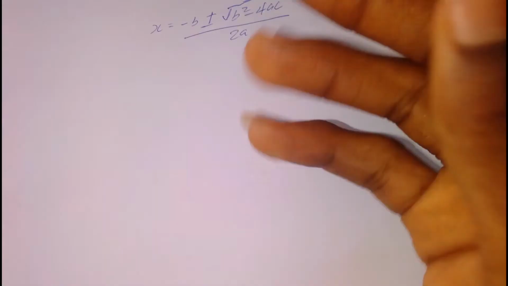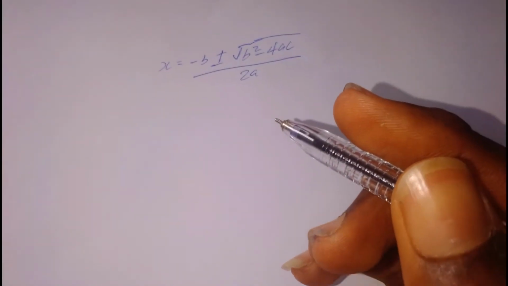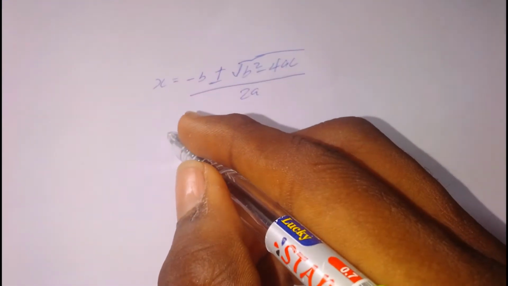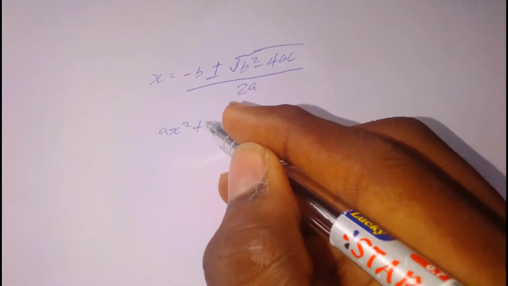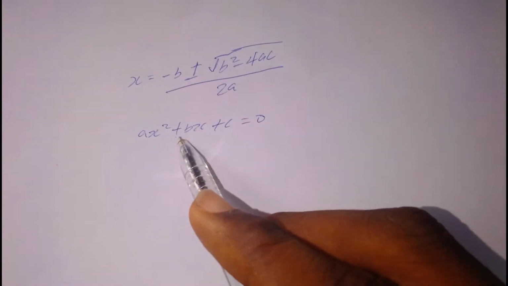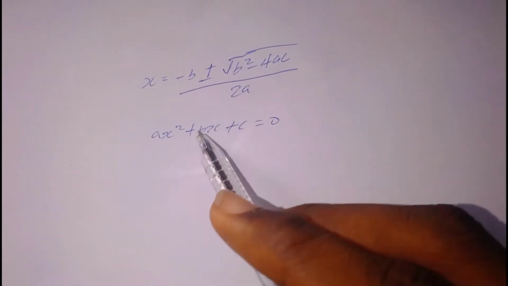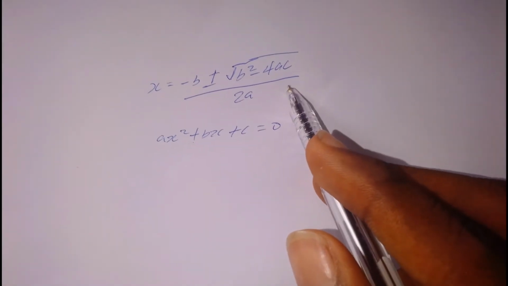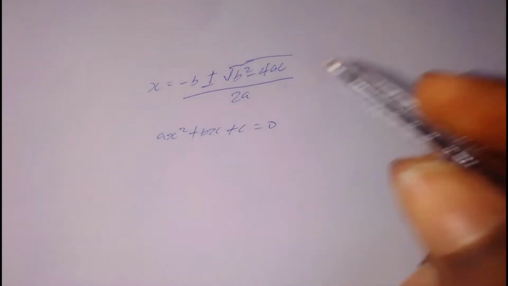You might be wondering, how did we come about this formula? Well, it came about from the equation ax squared plus bx plus c equals 0. This equation will be solved by making use of the completing the square method. That's how we're going to get the almighty formula. So now let's solve it.